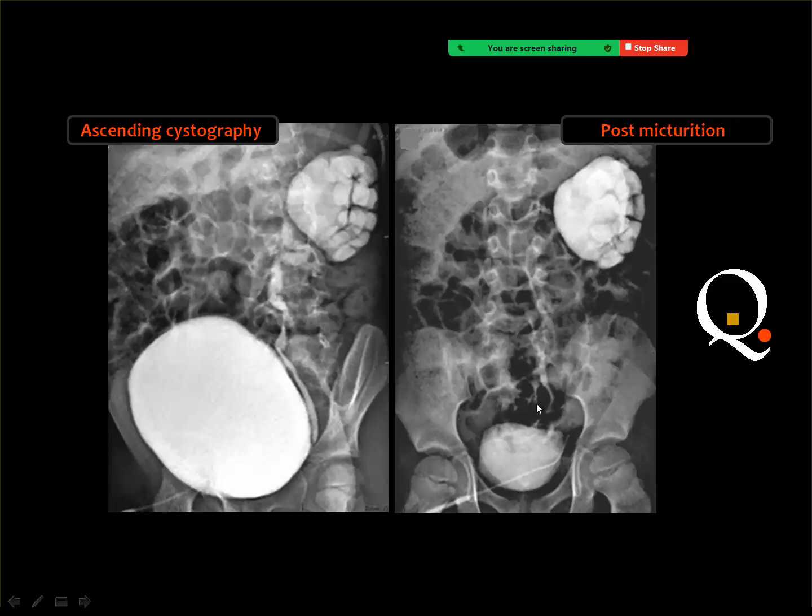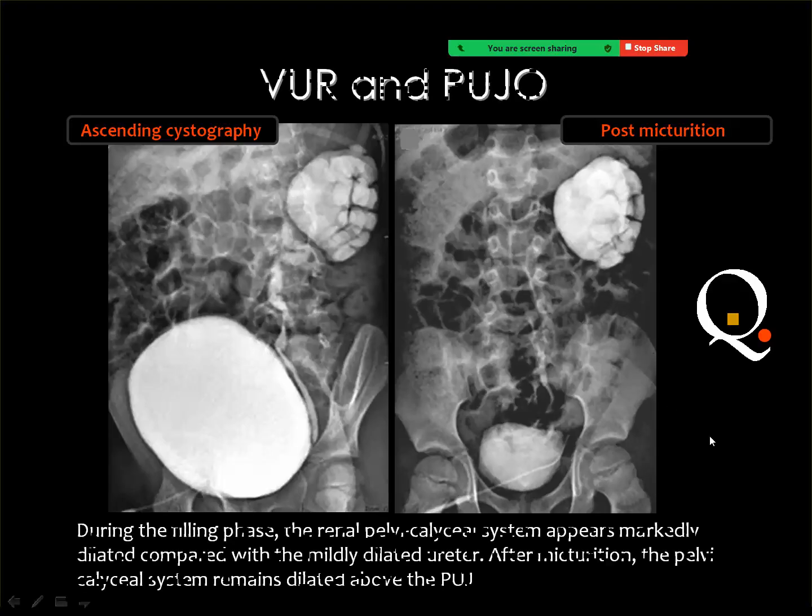And after micturition, you got persistence of the dilated pelvicalyceal system with normal caliber of the ureter, denoting the presence of pelvic-ureteric junction obstruction. And the patient had the two lesions. He has vesicoureteric reflux grade 5 and congenital pelvic-ureteric junction obstruction.